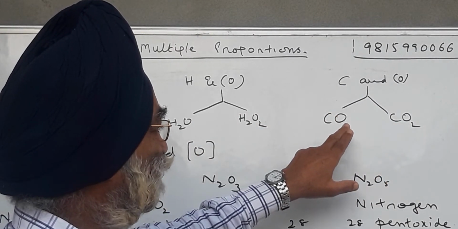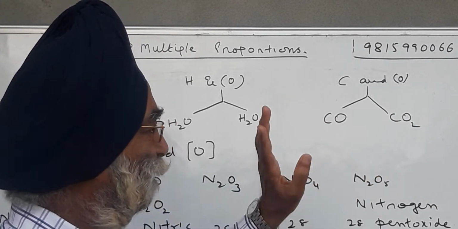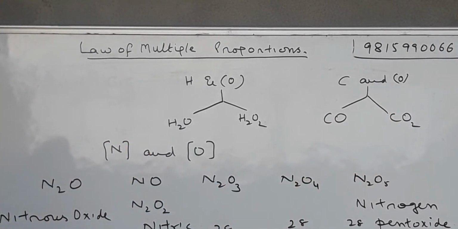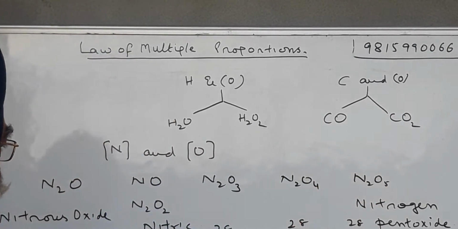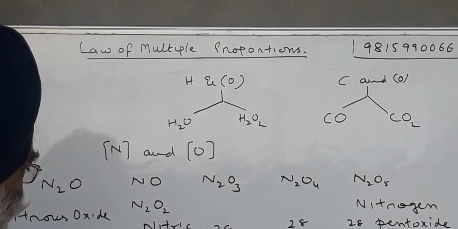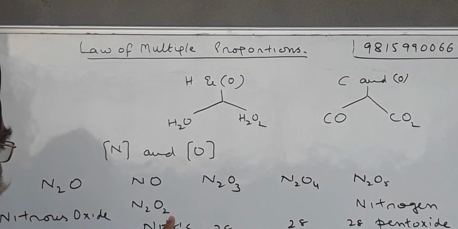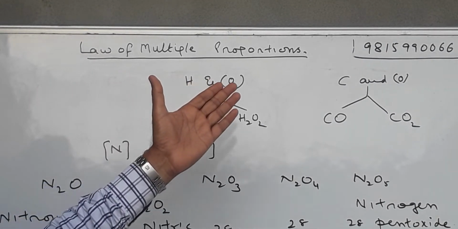Different weights of oxygen, 16 and 32, combine with the same weight of carbon; the weights of oxygen, which are variable, are in a simple whole number ratio. This is the law of multiple proportions. Two elements, not two or more elements, two elements combine to form at least two or more compounds. The different weights of one element, which combine with the same weight of the other element, are in a simple whole number ratio. 16, 32, 48, 64, 80, these are in the ratio. Divide by 16. 1 is to 2 is to 3 is to 4 is to 5. This is the law of multiple proportions.